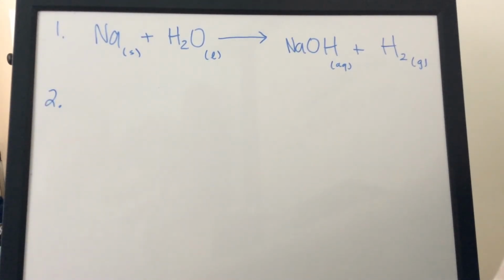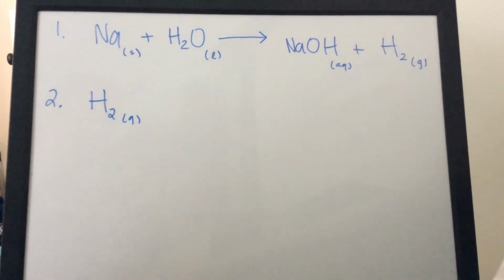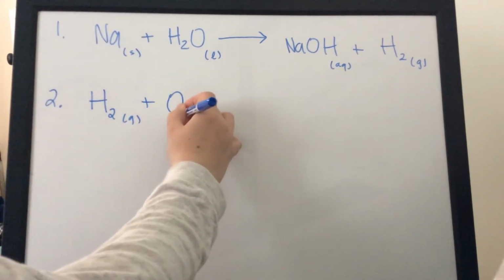Number 2. Hydrogen gas and oxygen gas react to form water. So, start with my reactants. Hydrogen gas, it's H2. And oxygen gas, oxygen's also a diatomic, so O2.